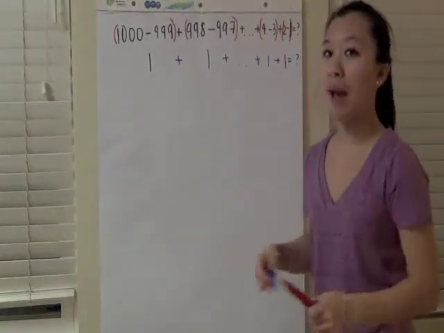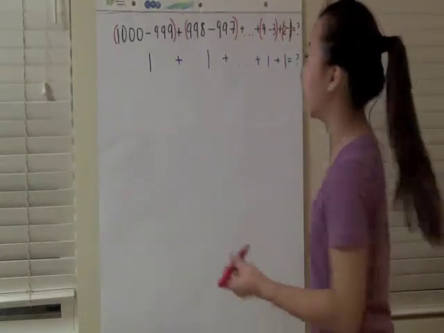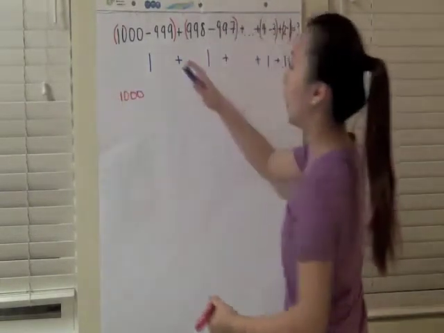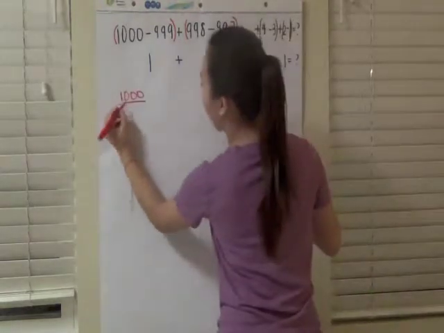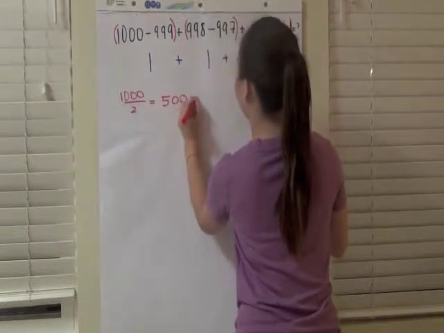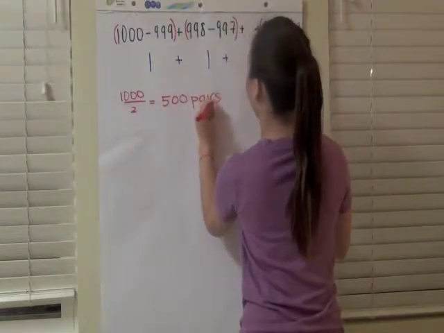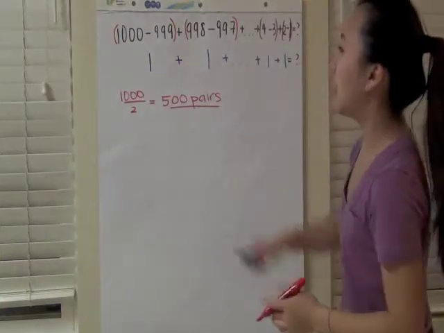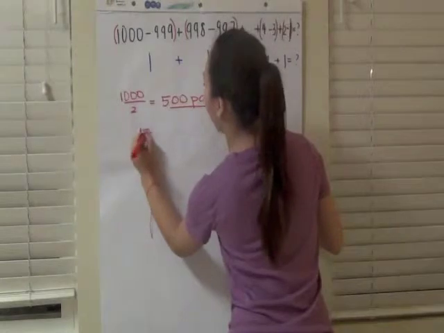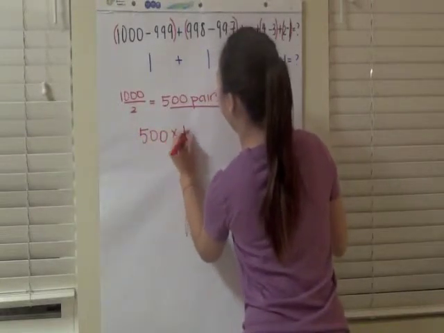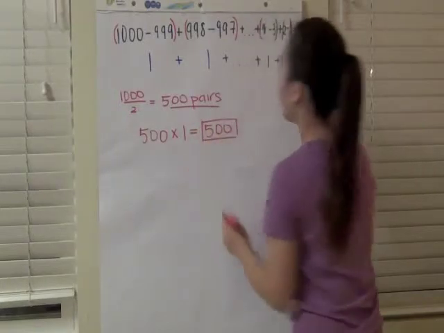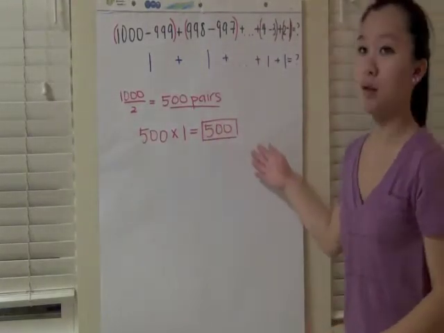So we want to find how many pairs of numbers there are from 1 to 1,000. You know that you have 1,000 numbers, right? And a pair has 2 numbers. So you have to divide that by 2. So from 1 to 1,000, you have 500 pairs of numbers. Because each pair of numbers gives you 1, all you have to do is multiply 500 by 1, and you get 500. So the answer to this problem is essentially 500.